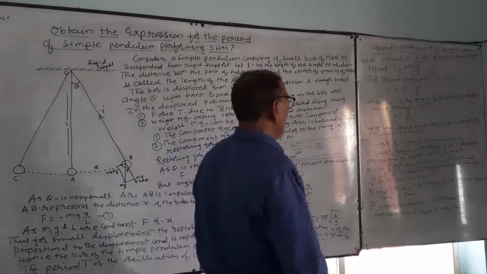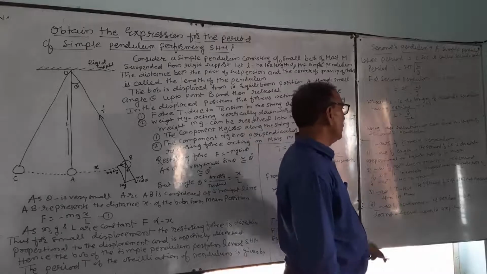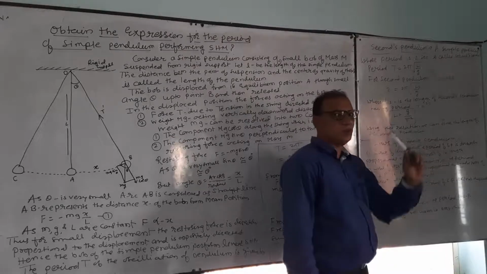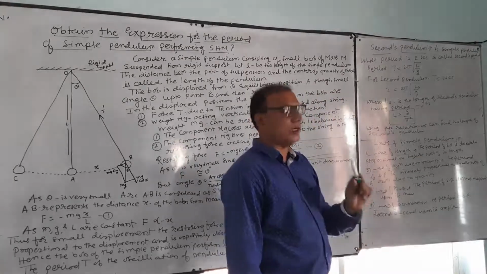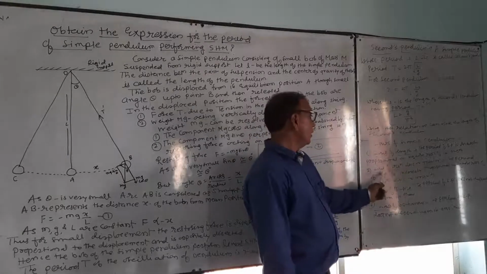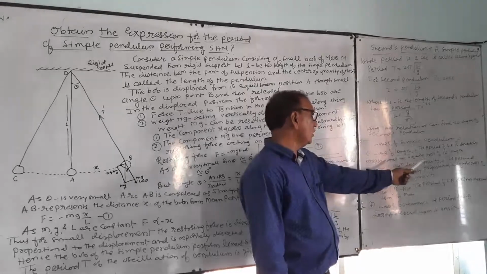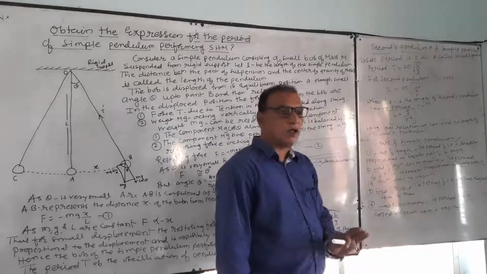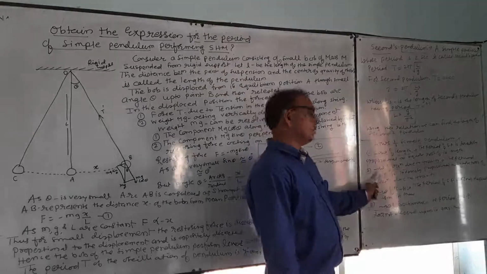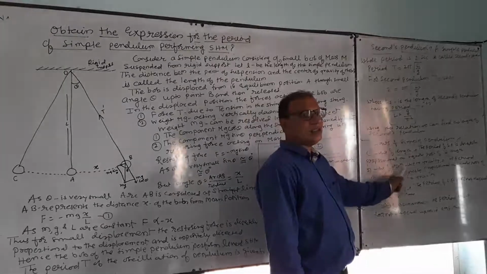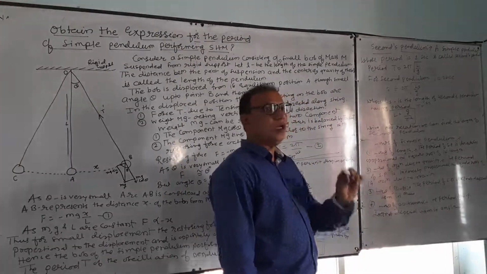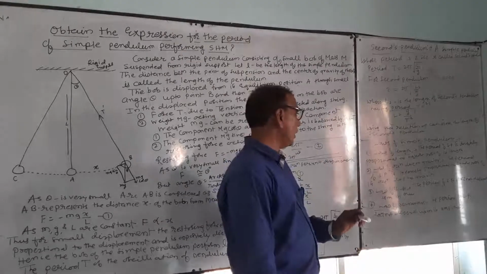Tell me the first law, law of length. Period of simple pendulum is directly proportional to the square root of its length. It is called the law of length. Second, law of acceleration due to gravity. Period of simple pendulum is inversely proportional to the square root of acceleration due to gravity.